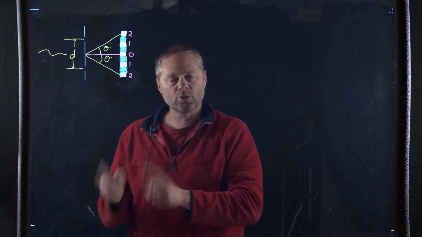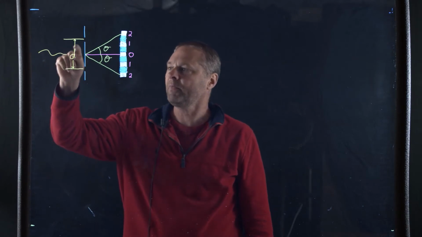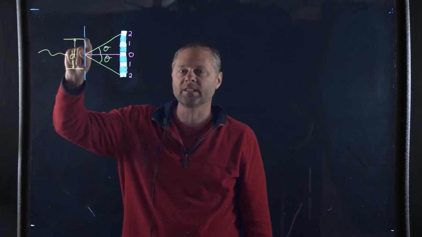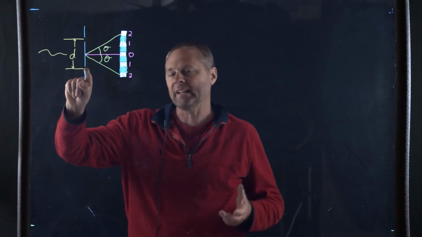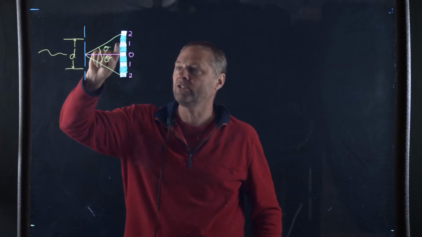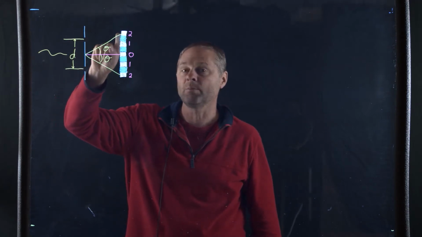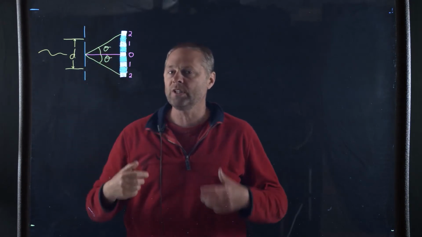Now, that was with two sources. Here, you have one source. However, the light from this slit can act as its own individual source, and the light from this slit can act as its own individual source. These two lights can come together, and they can either constructively interfere, which is what you see in the bright spots, or they can destructively interfere, which is what you see in the dark spots.